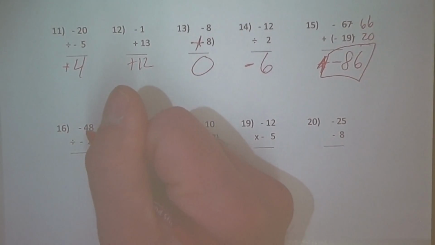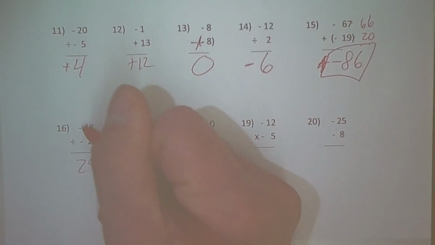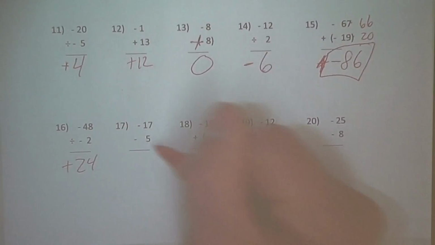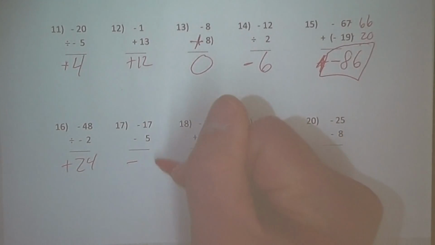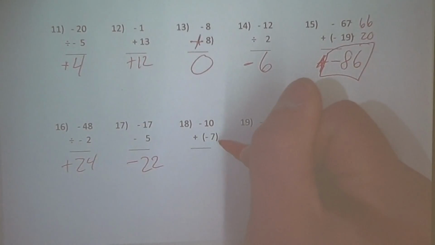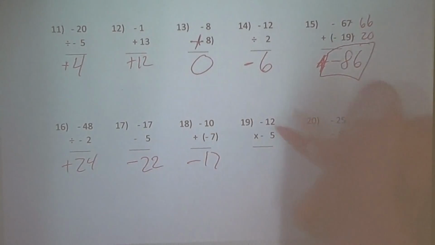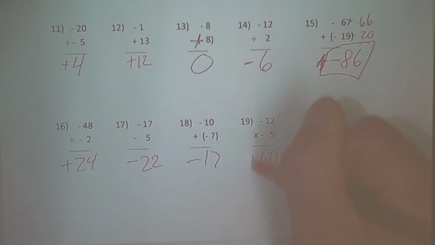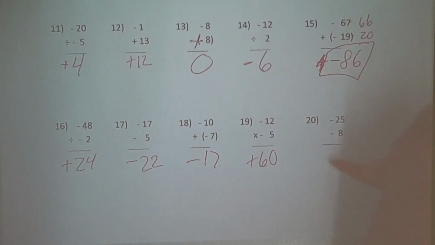48 divided by 2. Half of 40 is 20. Half of 8 is 4. 24. Negative divided by negative is a positive. Negative 17 minus 5. Answer is negative. Add them, get 22. Negative 12 times 5 is 60. Negative, negative, positive. Negative 25 minus 8. Bigger negative, 33. Boom.